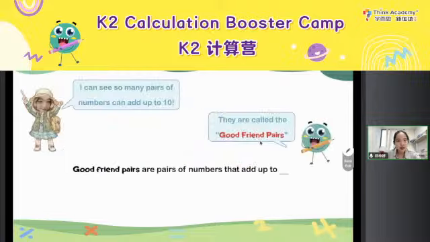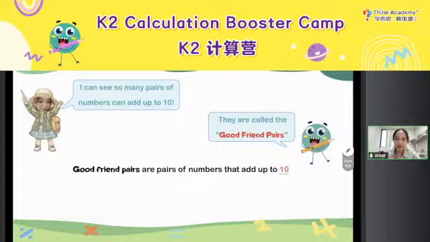So, if you have pairs of numbers that can add up to 10, they are called the good friend pairs. Good friend pairs are the pairs of numbers that add up to 10. Why are they called the good friend pairs? They are the good friends to us, right? Because later on, whenever you have the 10 in the calculation, it makes your calculation easier than the other numbers. Whole numbers like 10 will always make your calculation easier.